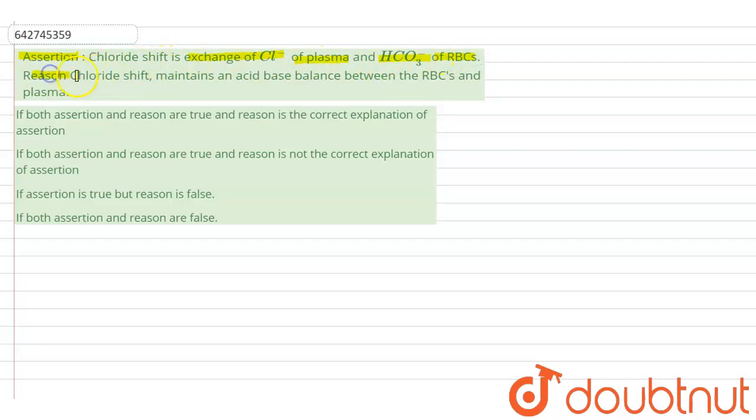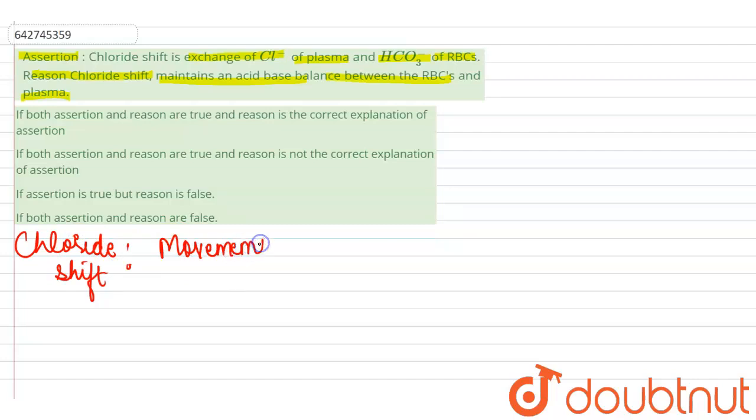Assertion: chloride shift is the exchange of chloride ions of plasma and HCO3 negative of RBCs, and the reason is that the chloride shift maintains an acid-base balance between the RBCs and the plasma. So basically we have to talk about chloride shift. Chloride shift is the movement of chloride ions into our RBCs.